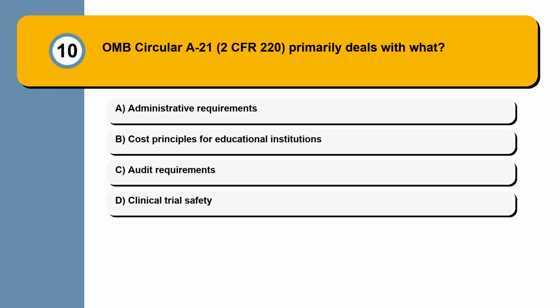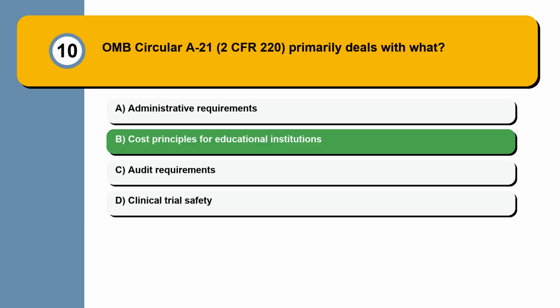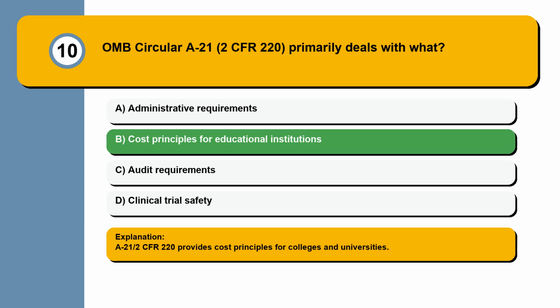Question 10. OMB Circular A-21, 2 CFR 220, primarily deals with what? Administrative requirements, cost principles for educational institutions, audit requirements, clinical trial safety. A-21/2 CFR 220 provides cost principles for colleges and universities.